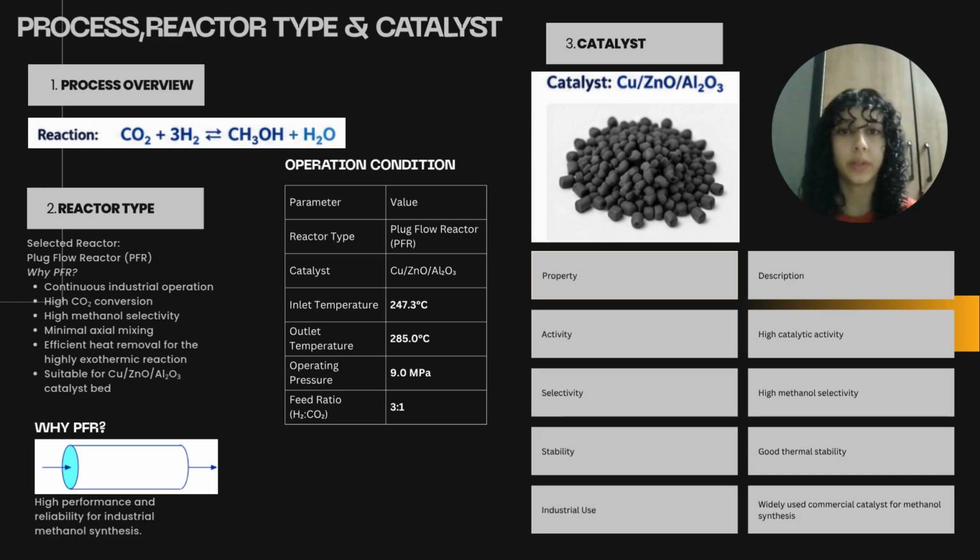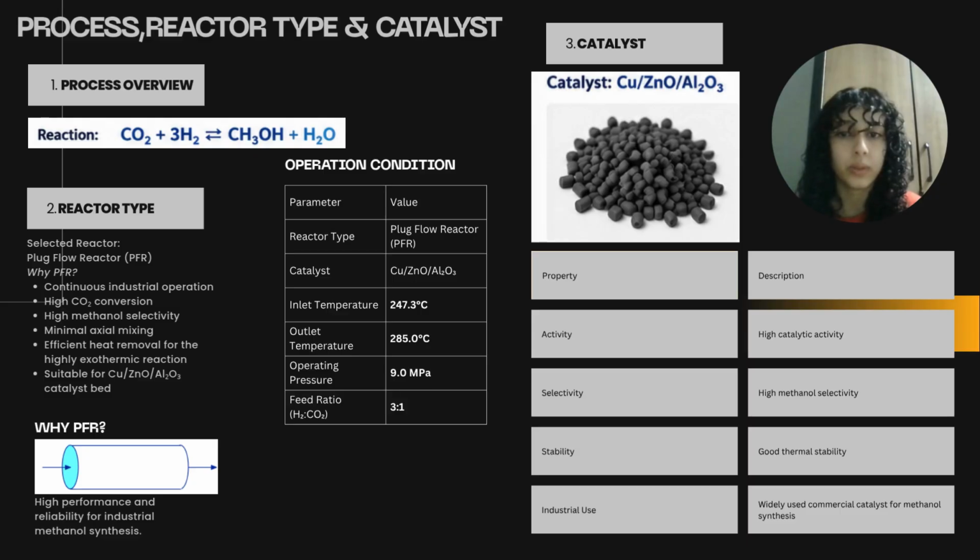On this slide, I will explain the reactor selection, operating condition, and catalyst used for our methanol production process. Our main reaction is the hydrogenation of carbon dioxide with hydrogen to produce methanol and water. For the reactor, we selected a plug flow reactor because it is the most suitable reactor for industrial methanol synthesis. Compared to a CSTR, a PFR provides higher conversion, minimal axial mixing, and continuous operation, making it more efficient for larger scale production. It will allow better heat removal, which is important because methanol synthesis is a highly exothermic reaction.